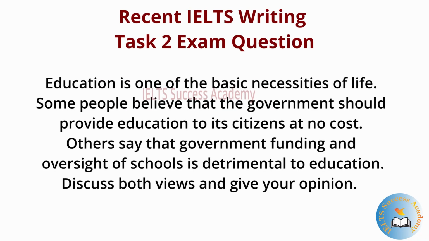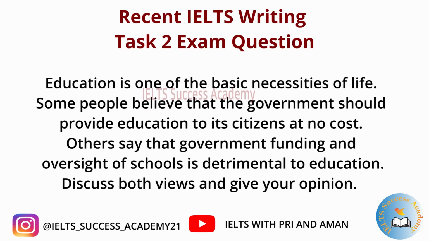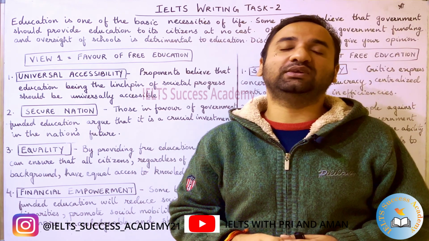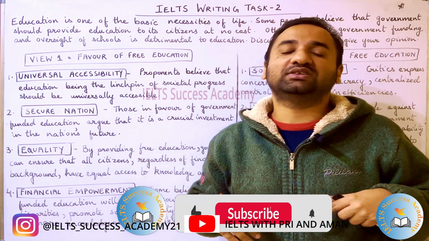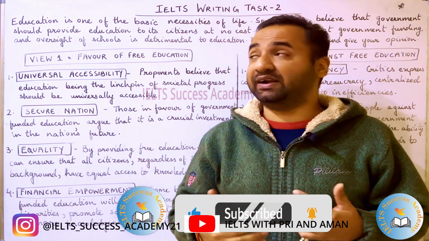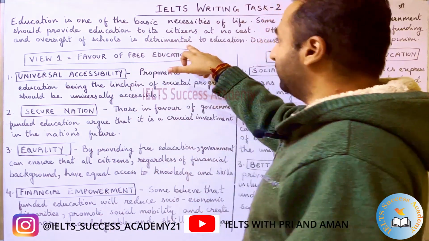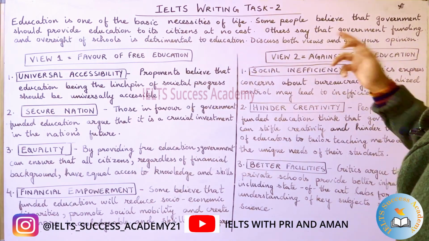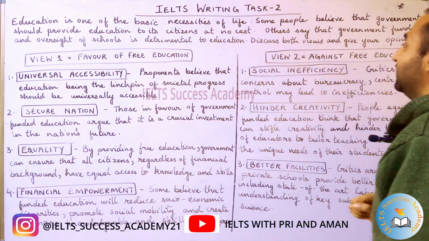Others say that government funding and oversight of schools is detrimental to education. Others say that government funding is bad, with oversight meaning that they are imposing their own curriculum, which is also bad. Detrimental means bad to education. Discuss both views and give your opinion.